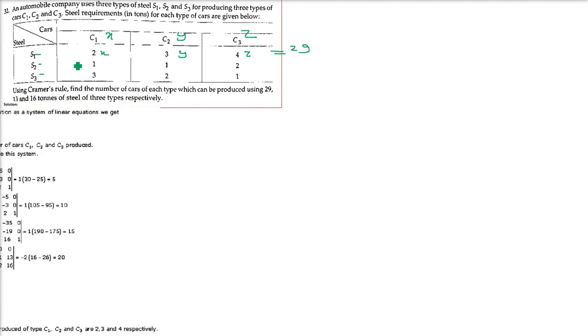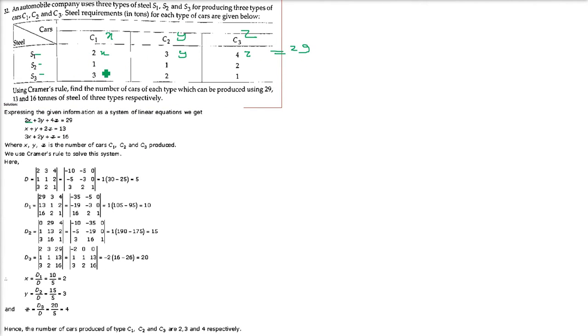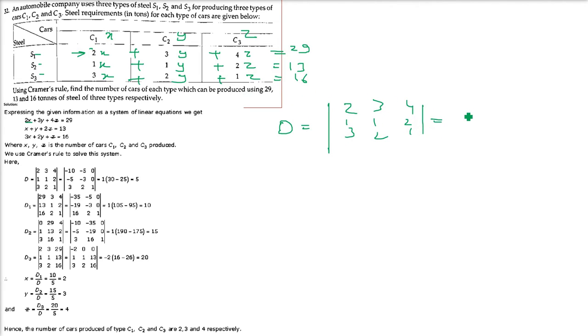So 2x plus 3y plus 4z equals 29, let me make the equation here only. This is the first equation. The second equation is 1x plus y plus 2z equals 13. The third equation is 3x plus 2y plus z equals 16. So D will come as 2, 1, 3; 3, 1, 2; 4, 2, minus 1. When you solve it, it is going to come as 5.